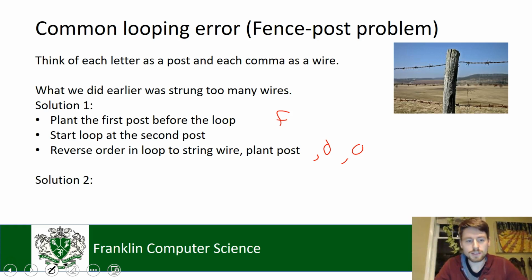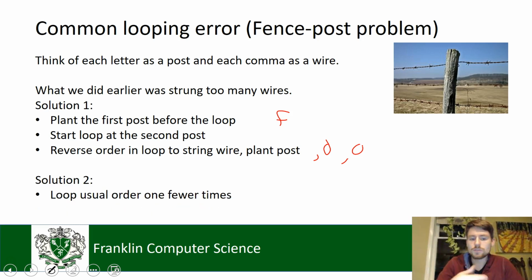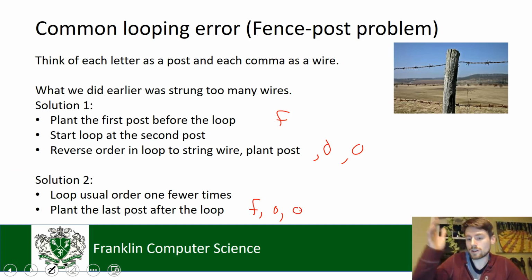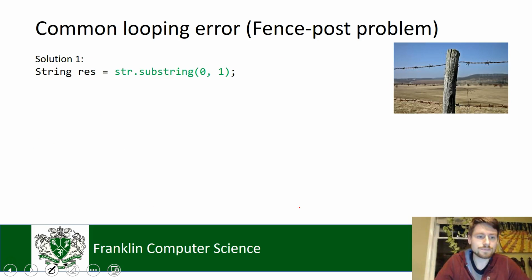The other way to approach this is to loop the usual number of times minus 1. So you loop one less time. So you plant all of the posts and wires except the last one, and then you plant the last post after the loop. So in this case, what you're doing is F, comma, O, comma, and then you're going to pause, you're done with the loop, and then the last time you plant the last letter, O, so you're going to do the last letter afterwards. So let's look at those two solutions in Java.